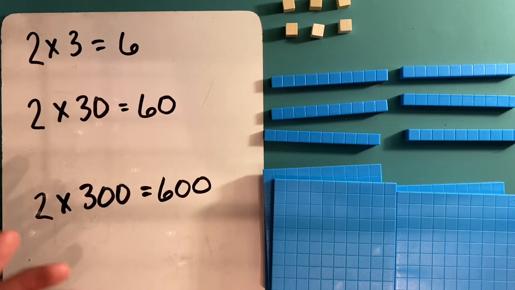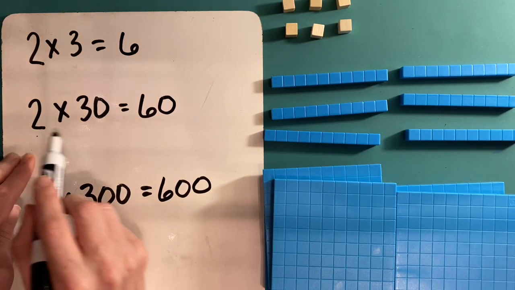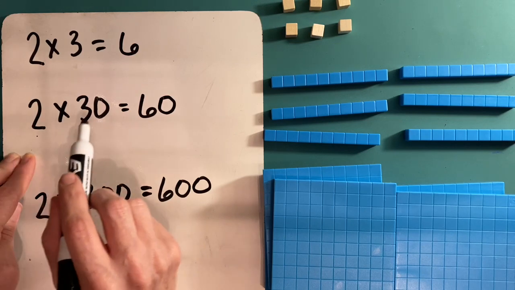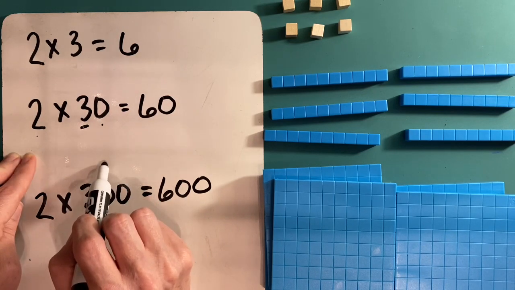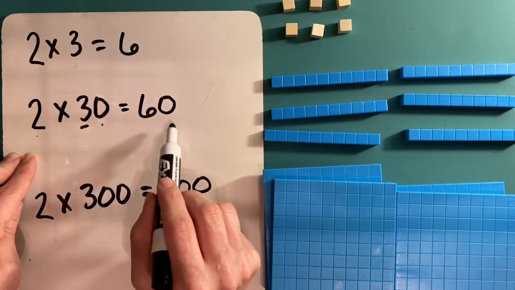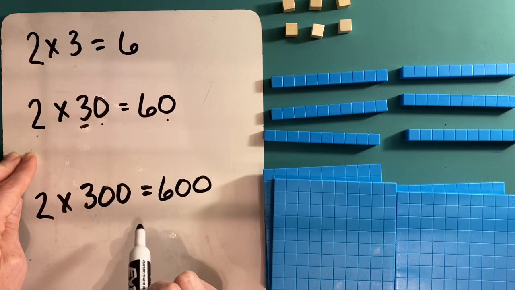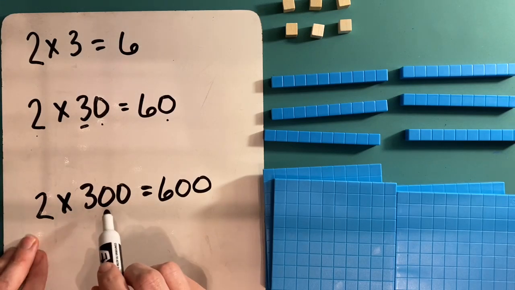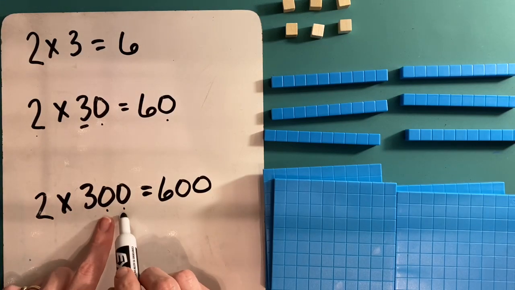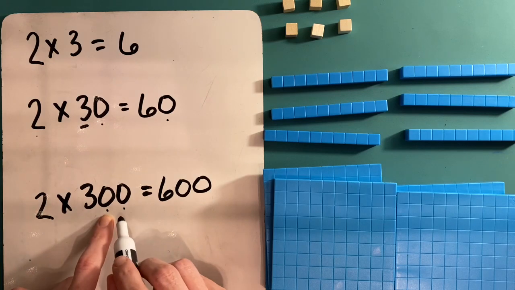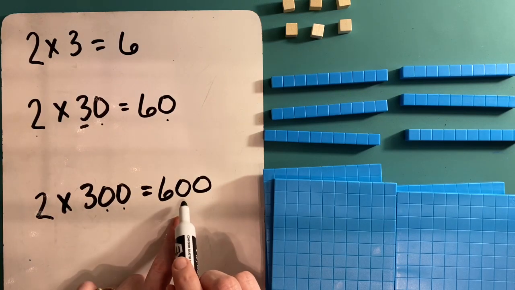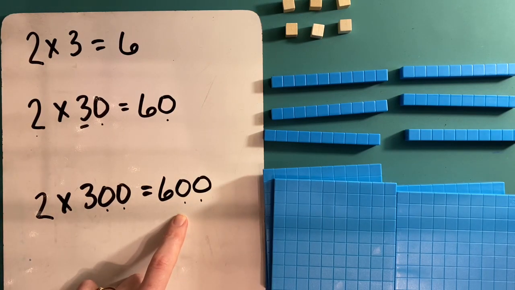Another way of thinking of it is that I did 2 times 3, but if I had a 0 at the end of 3, so 30, I added 1 zero at the end of my product. 2 times 300, I have 2 zeros at the end of my factor. So I added 2 zeros at the end of my product.